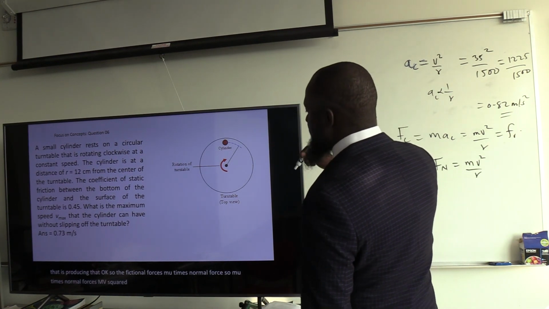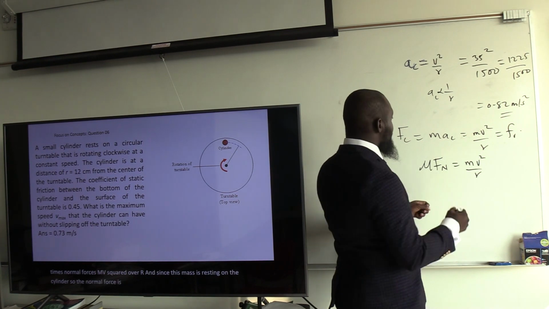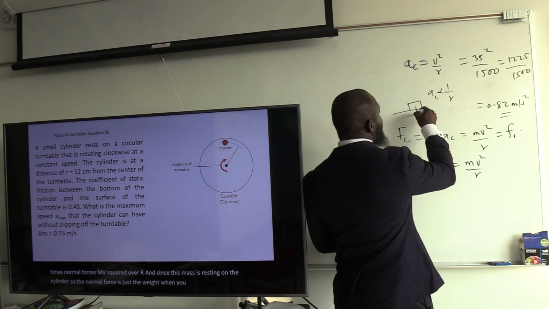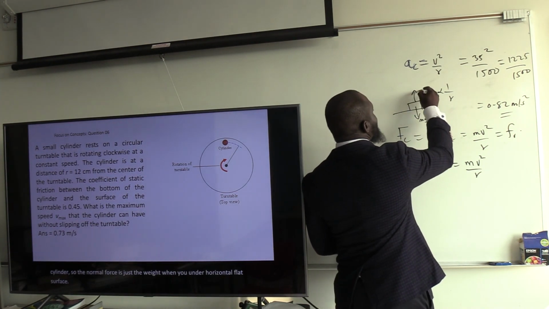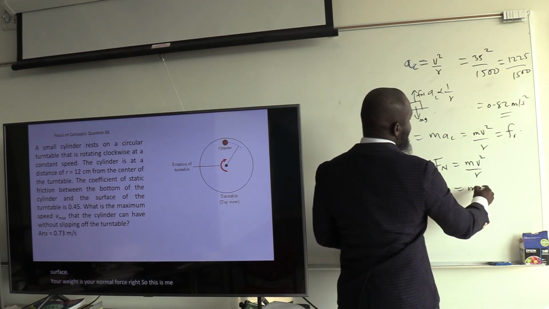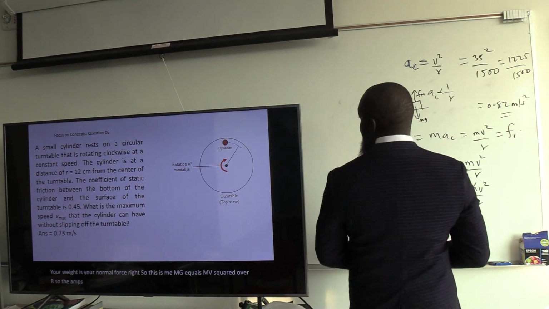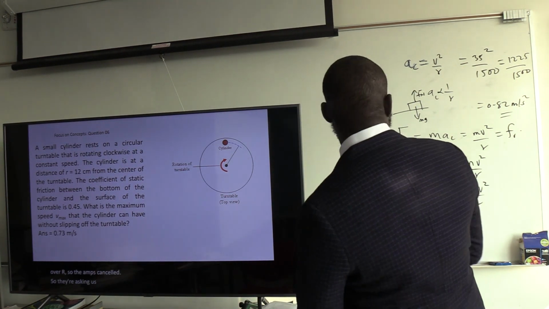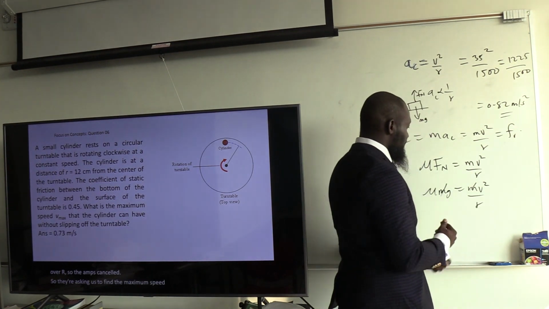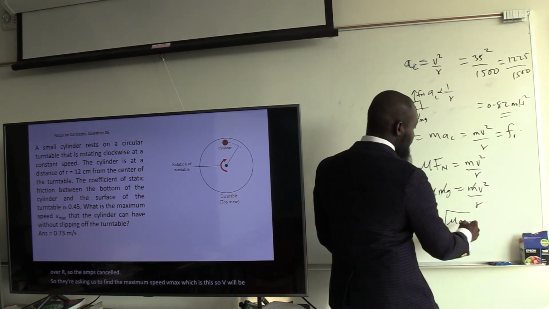Since this mass is resting on the cylinder, the normal force is just the weight. When you're on a horizontal flat surface, your weight is your normal force. So this is mu mg equals mv squared over r. The m's cancel. They're asking us to find the maximum speed, V max, so V will be the square root of mu g r.